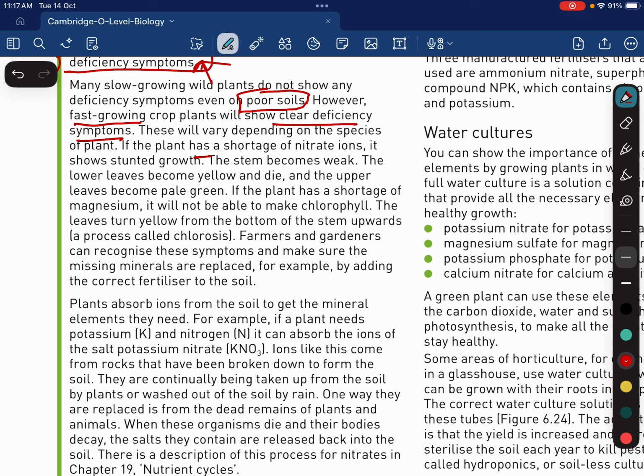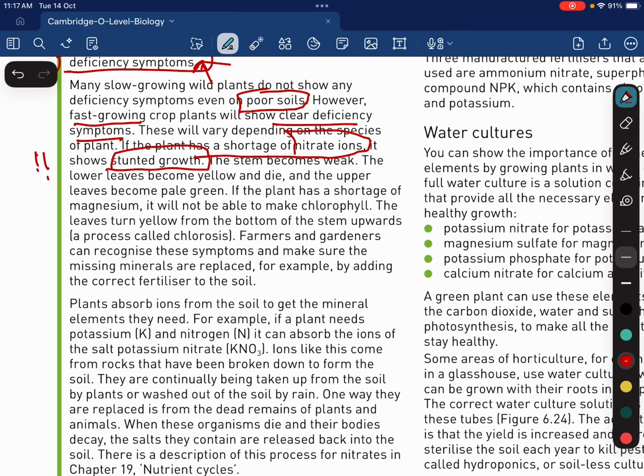If the plant has shortage of nitrate ions, okay, now let's first get into nitrate ions. अगर कम होगा तो क्या होगा? It shows stunted growth. This is important for us to know, right? So basically stunted growth means it does not grow as much as it has to. मतलब उसकी जो length हो गई, उसका जो size हो गया, वो उतना grow नहीं कर पाता. It actually gets stunted and it stays very short.